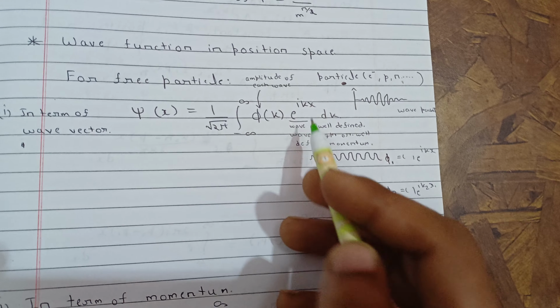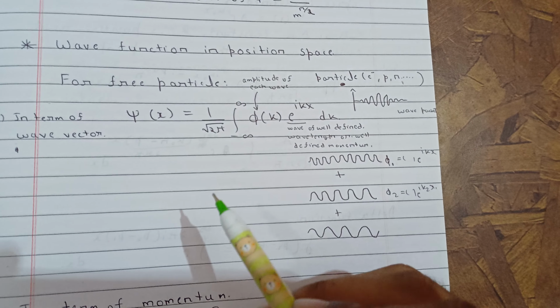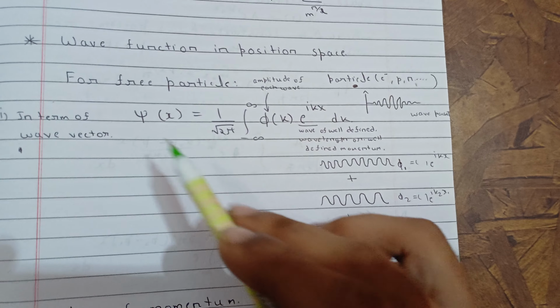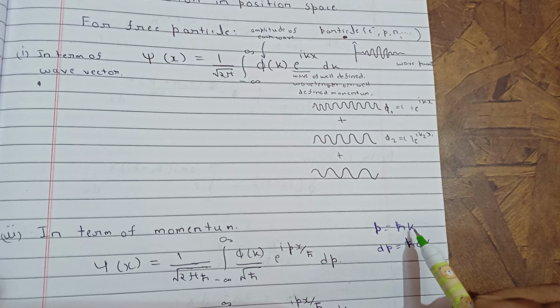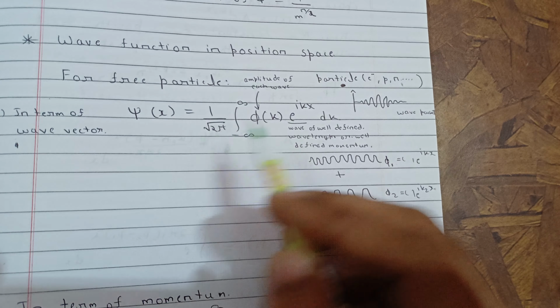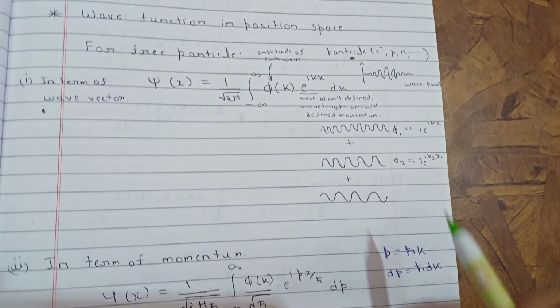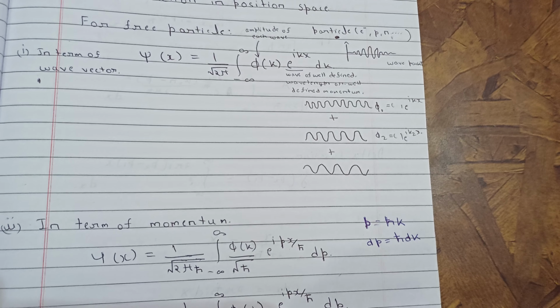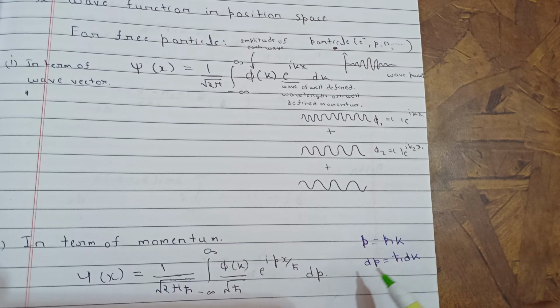Now, again in position space itself, you can write this whole function in terms of momentum. You know p equals h cut k, you know this formula. From here you can write k equals p upon h cut. So substitute p upon h cut in place of k. You can write position space in terms of momentum, because k and p are just related and have the same properties. If p equals h cut k, then dp will be h cut dk. So in place of dk it will be dp by h cut.